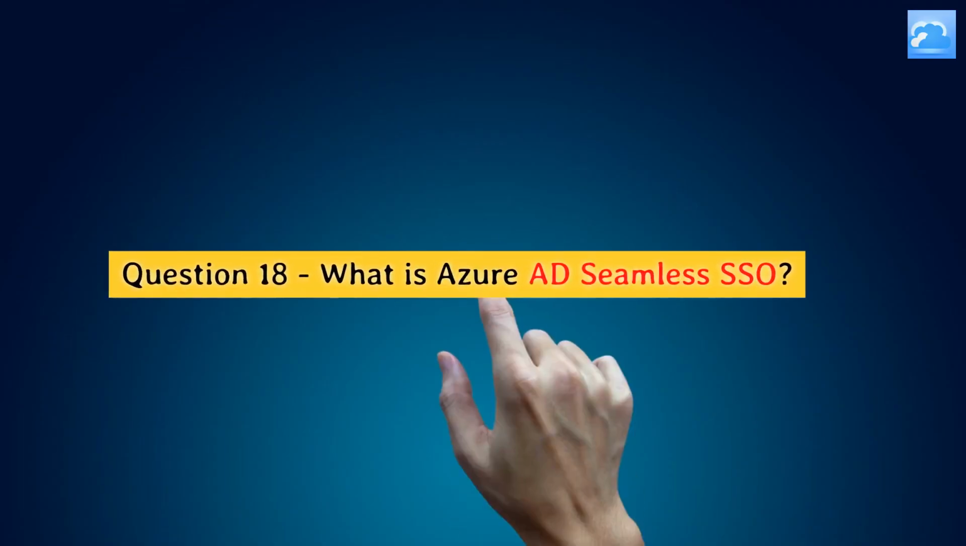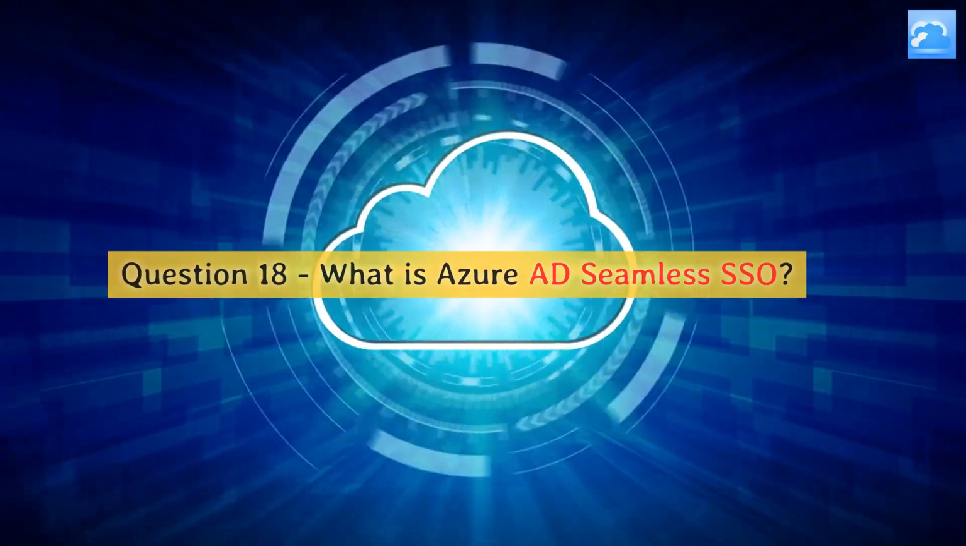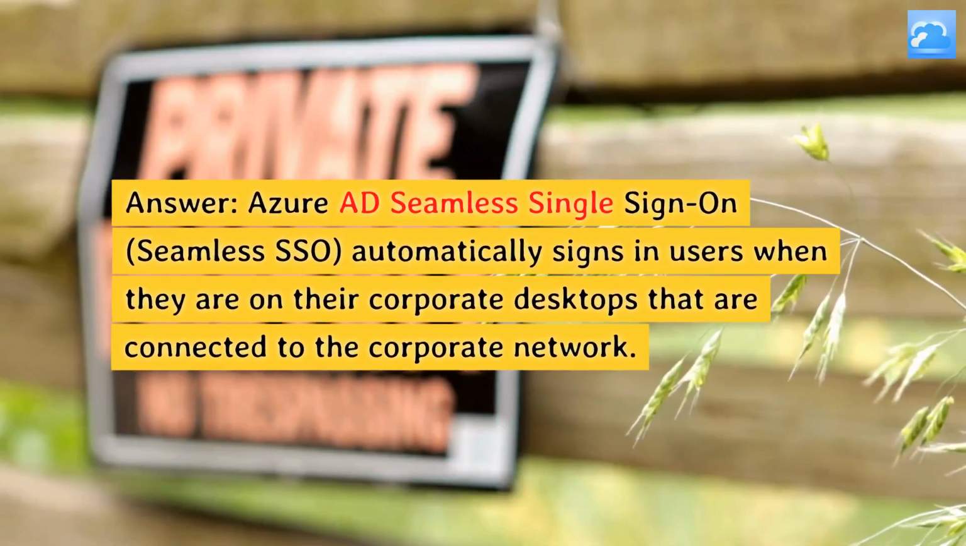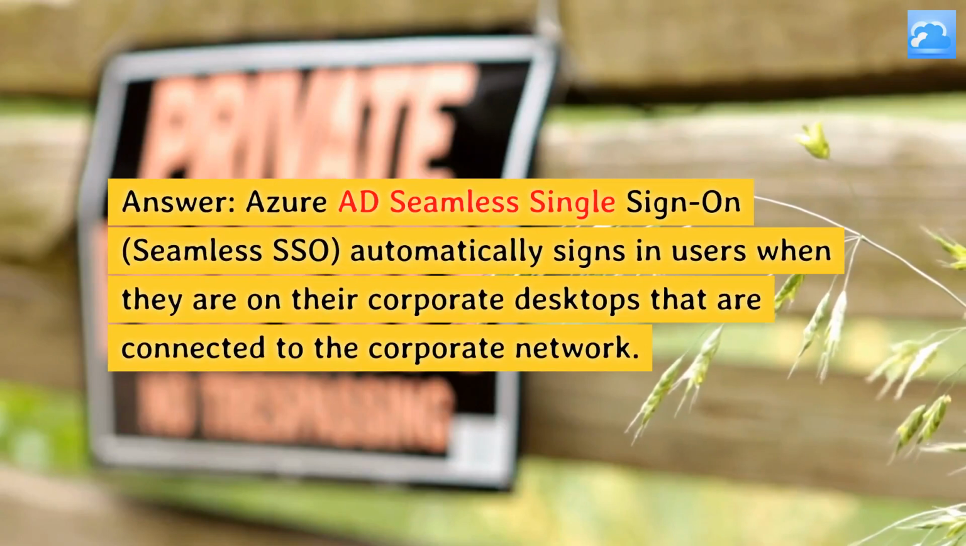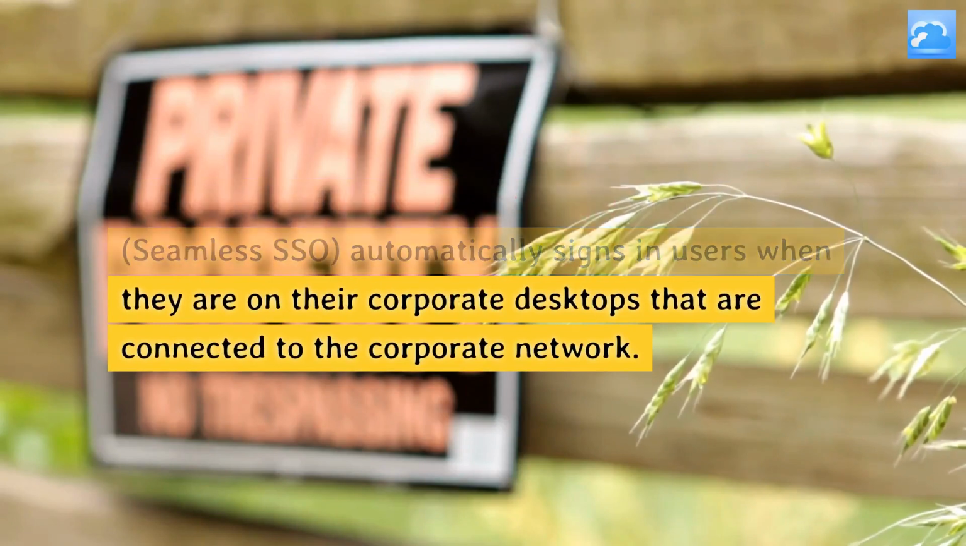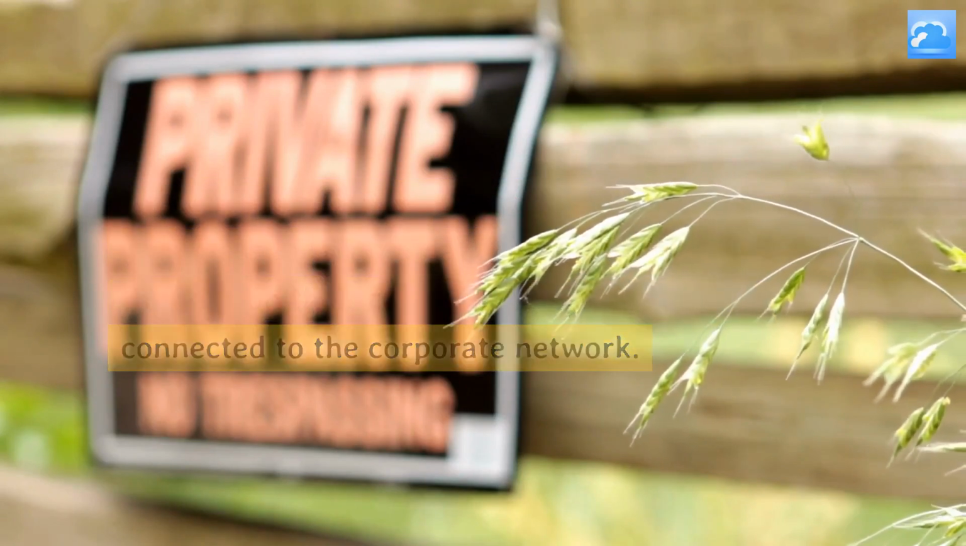Question 18. What is Azure AD Seamless SSO? Answer: Azure AD Seamless Single Sign-On, Seamless SSO, automatically signs in users when they are on their corporate desktops that are connected to the corporate network.